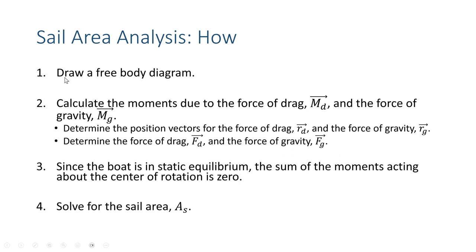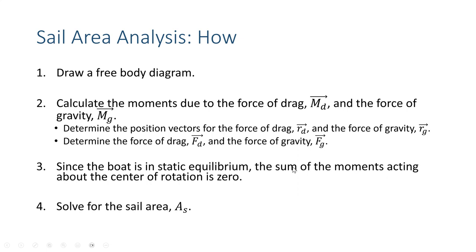So how are we going to do this? Well, we're going to draw a free body diagram. Then we're going to calculate the moments due to the force of drag, and we're going to call that moment M sub d, and the force of gravity, M sub g. And we're going to determine the position vectors for the force of drag, which would be R sub d. So how far out are we pushing on it, or that moment arm? And then the force of gravity, which is the moment arm, or the distance away from the axis of rotation to the force of gravity. And then we're going to determine the force of drag, F sub d, and the force of gravity, F sub g.